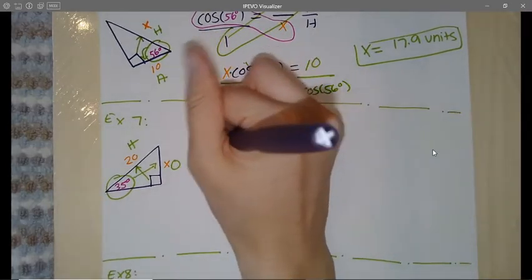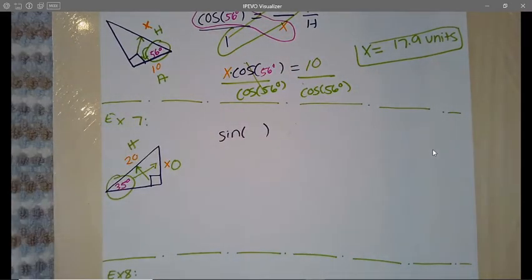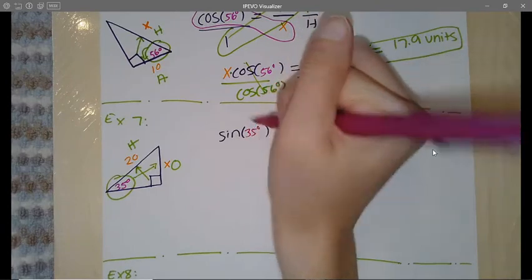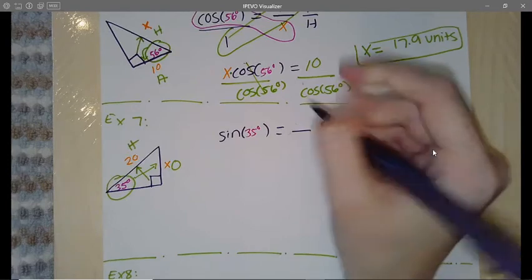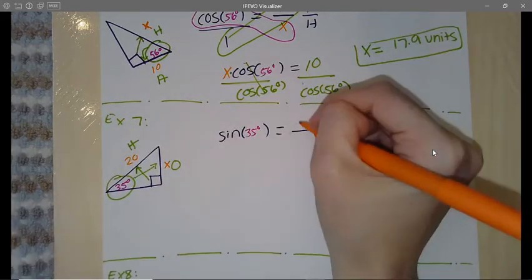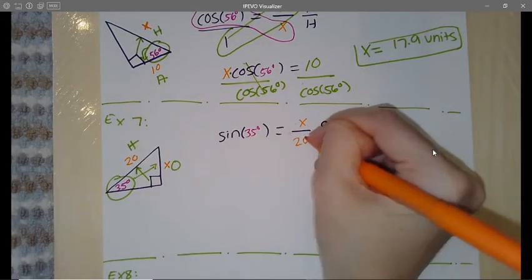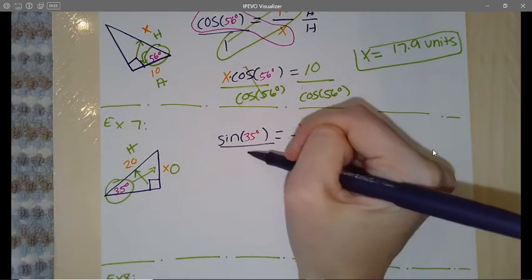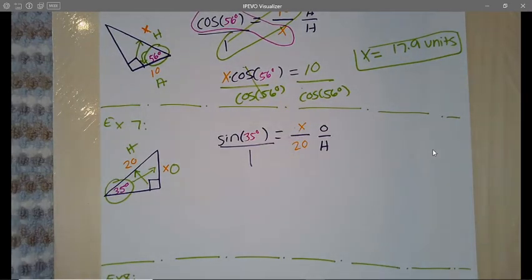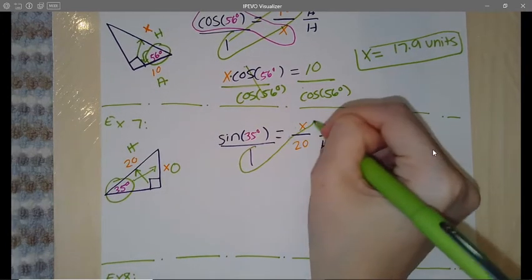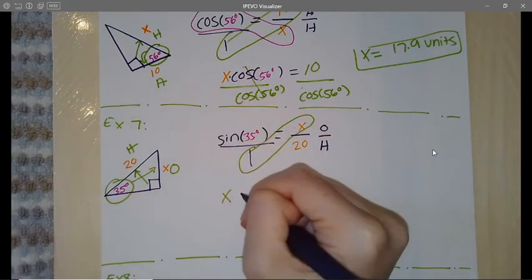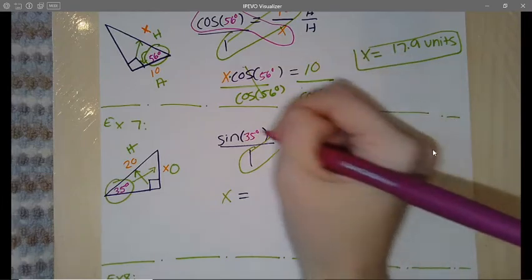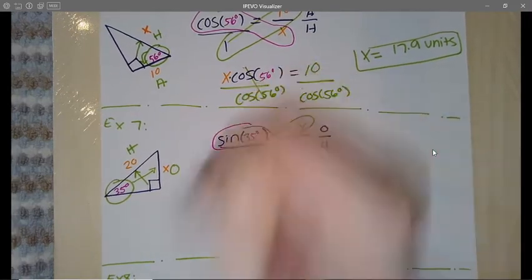So I'm going to say sine of my angle, which my nifty angle is 35 degrees, and that will equal the opposite over the hypotenuse, which the opposite side is the x, and the hypotenuse is the 20. Alright, I'm going to write my sine over 1, and guess what? We're going to be cross multiplying, which again, I prefer to start with the x. 1 times x is x, and that will equal the other way. So 20 times the sine of 35 degrees.